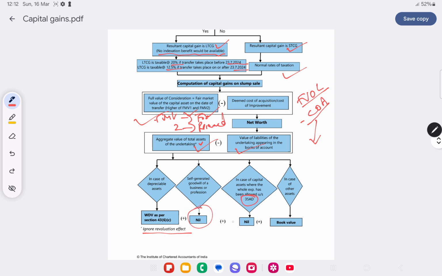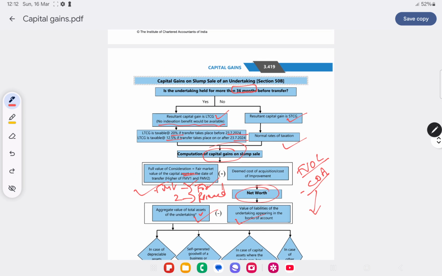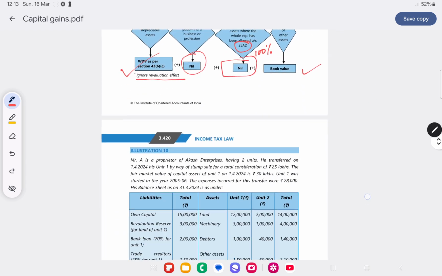Under section 35AD, for scientific expenditure we have taken 100% deduction. In such a case also we will not take this. We will take the value of the asset as nil. In case of any other asset, we'll take the book value. In case of depreciable assets, we'll take the WDV. Minus the value of liabilities will be the net worth. This net worth we have to subtract from the full sale consideration, and we'll get the capital gains. On these capital gains, if the period of holding is more than 36 months, we have to compute long-term capital gains tax, and if less than 36 months, short-term capital gains tax.